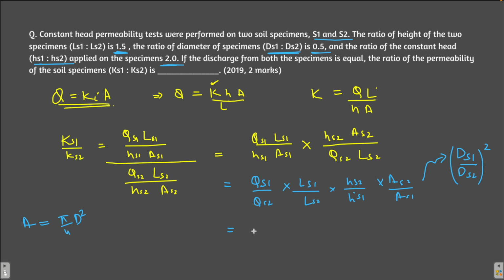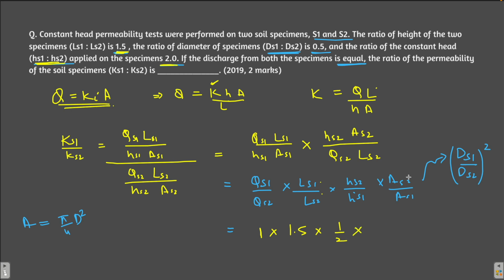Okay, and discharge from both the specimens is equal. So QS1 is equals to QS2, right? So their ratio will be equals to 1 into, what is LS1 by LS2? It is given to you as 1.5. See here, it is given to you as 1.5. Now what is HS2 by HS1? It is given to you as HS1 is to HS2 is 2. So then HS2 by HS1 will be how much? It will be 1 by 2, right?